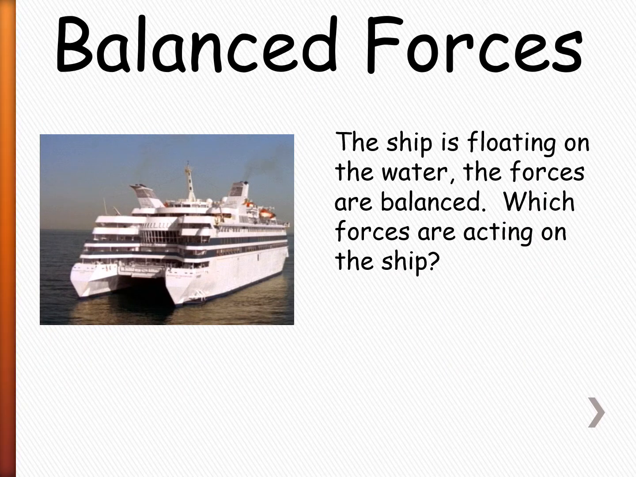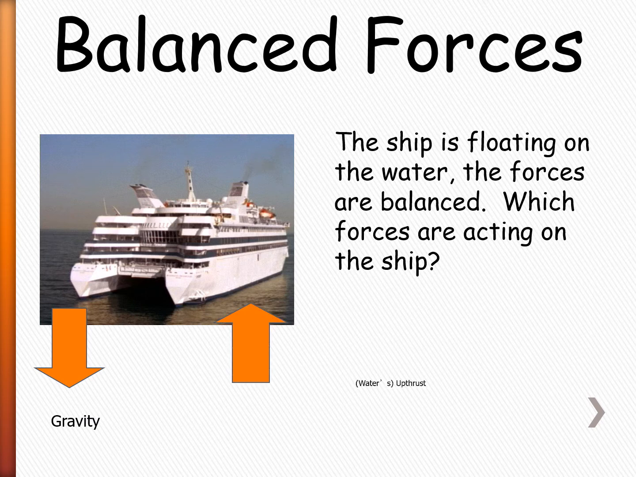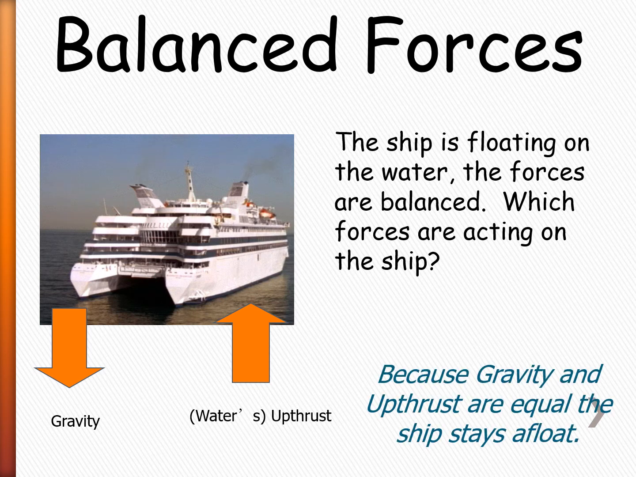The ship is floating on the water. The forces are balanced. Which forces are acting on the ship? We have the downward force, which is gravity, and the upward force, which is the water's upthrust. The gravity and upthrust are equal, so the ship stays afloat. But if the upthrust force is smaller than the downward force, what will happen to the ship? The ship will sink.